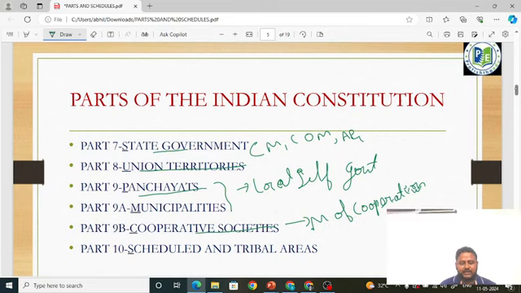Part 10, scheduled and tribal areas. Okay, part 10 is talking about scheduled and tribal areas. We will talk about the scheduled and tribal areas even in the schedules of the constitution. Schedules and scheduled areas are different. Schedules, as I told, are indexes. Scheduled and tribal areas means where the scheduled caste people or the tribal people live. We will learn about scheduled and tribal areas.